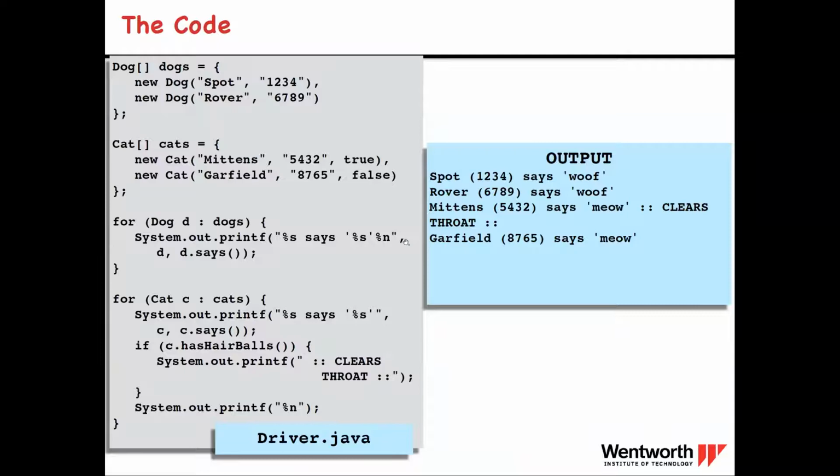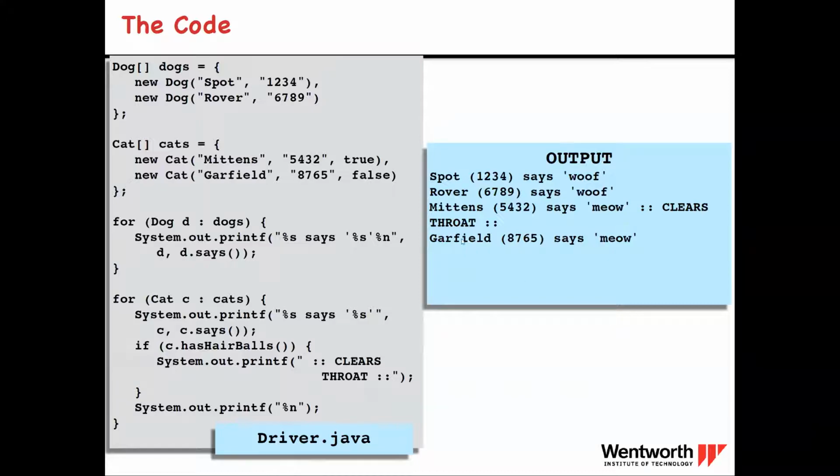So this is sort of what could represent a main class. I'm not going to write this whole thing out, but you can imagine creating an array of dogs. So you have a bunch of dogs and you have a bunch of cats, and then you can loop over each dog and print stuff out and see what they say.